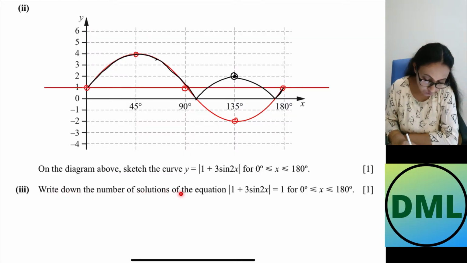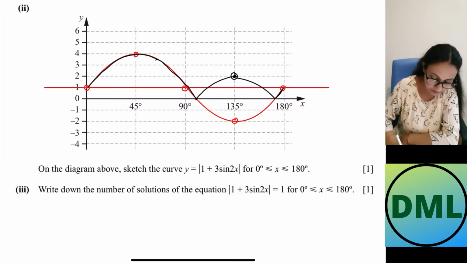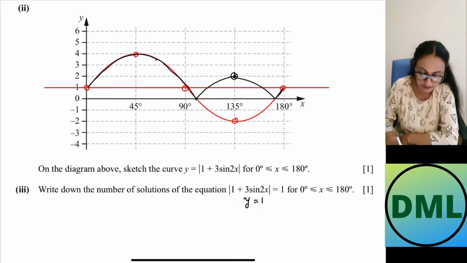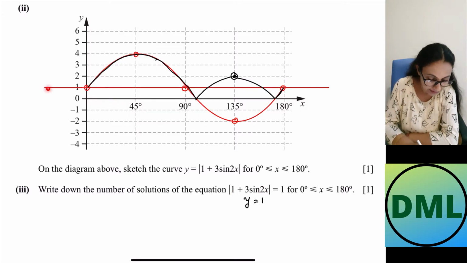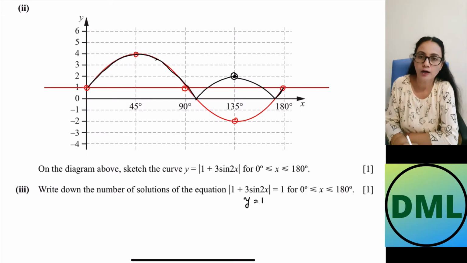Write down the number of solutions of the equation modulus of 1 plus 3 sine 2x is equal to 1. I need to see the intersection with y is equal to 1. This is my curve which is y. So if I substitute here y is equal to 1, I need to plot the line at y is equal to 1 and see how many intersections there are with my curve. Our axis is already drawn at 1. I need to see how many intersections there are with my curve.